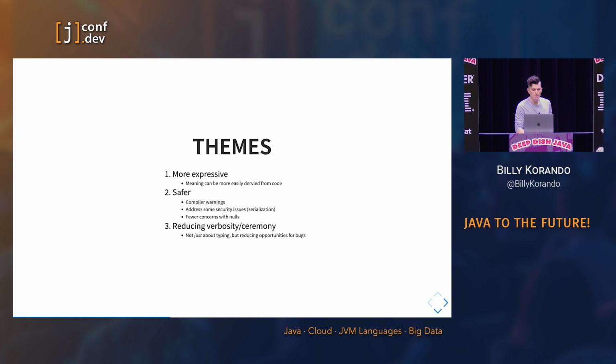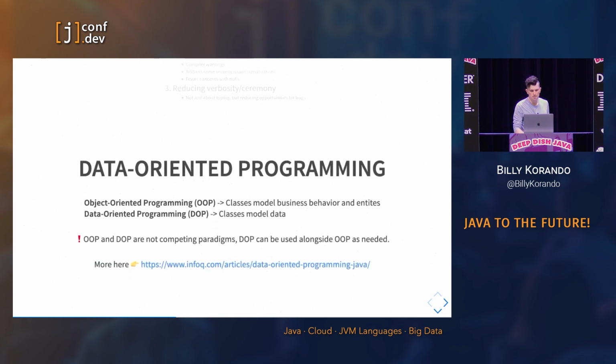instead of a bug in production, because that switch will no longer be exhaustive. There's fewer concerns with nulls, so pattern matching for switch will automatically handle null cases, because obviously something can't match on being a type if it's null. And then of course also reducing verbosity and ceremony. And like I said, it's not just about typing, but also reducing opportunities for bugs.